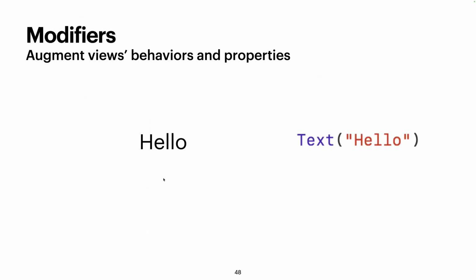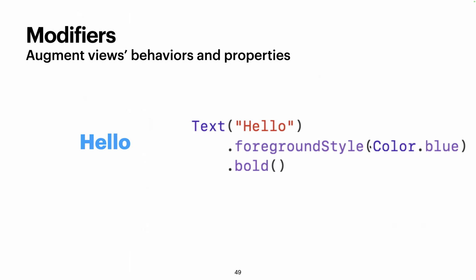For example, let's say I want to change a text color. Here's how we would create a text view in SwiftUI. We'll simply create a text view, and inside we'll pass in the string that we want, in this case, hello. Now, if I want to change the text color, we can use something called a view modifier. A view modifier simply augments the current view and generates a new view. In this case, first we tacked on this foreground style view modifier, and we passed in the color that we want, which is color.blue.